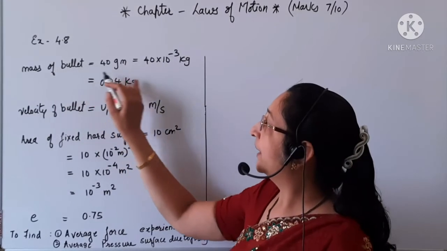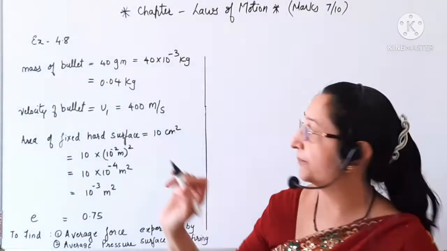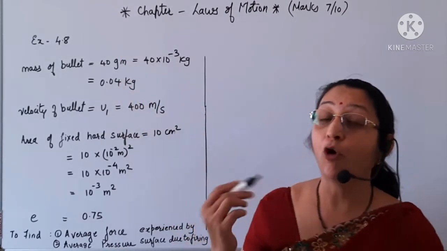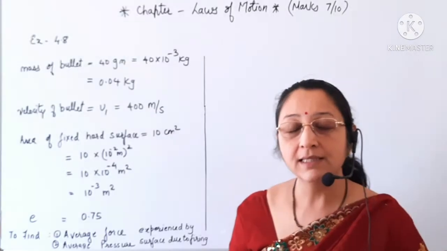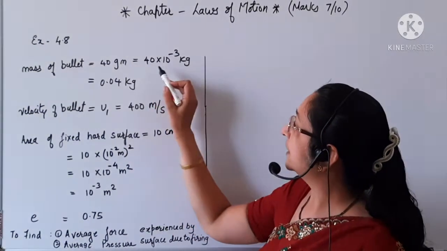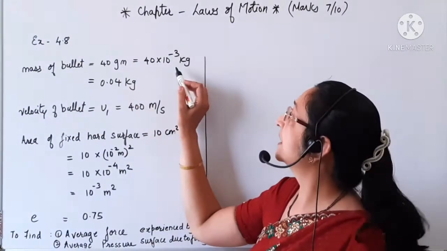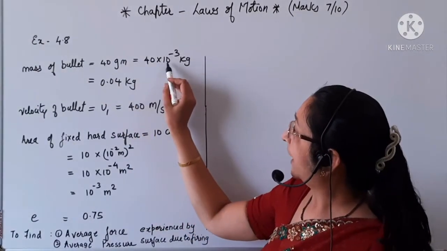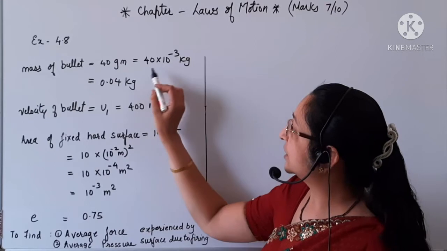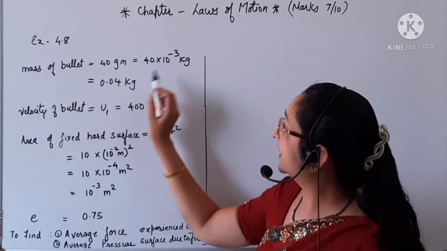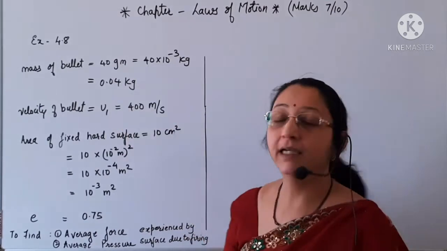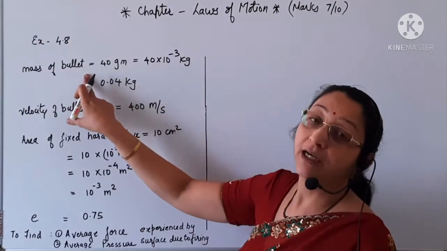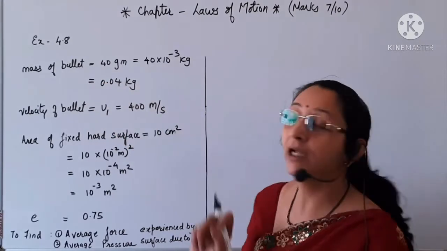Now the mass of the bullet is 40 gram, given in the problem. We want to do the problem in the SI system. We know that 1 gram is 10 to the power minus 3 kg. So we write 40 into 10 to the power minus 3 kg, and absorbing the minus 3 inside, we get 0.04 kg. So the mass of the bullet, which is 40 gram, is 0.04 kg.